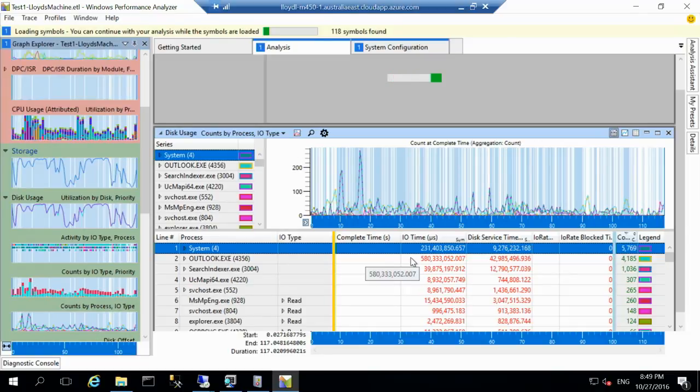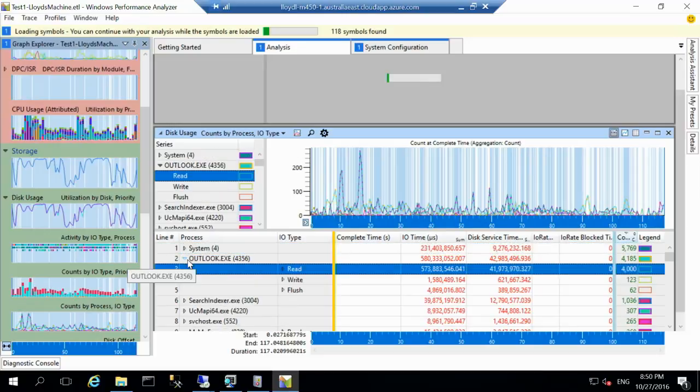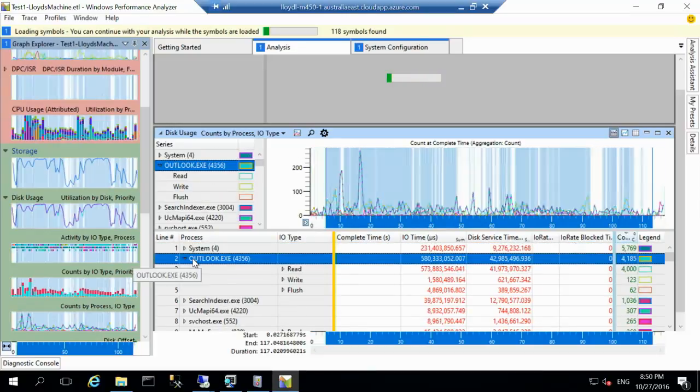Now, other things, because this particular disk is not an SSD, you want to check, is it possible that the disk may be fragmented? You need to do some defragmentation and so on. How would you know that? Basically, you go in and you look at what Outlook is actually issuing. So you see here, Outlook is issuing stuff, right?